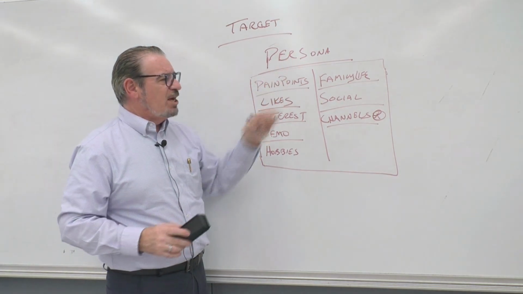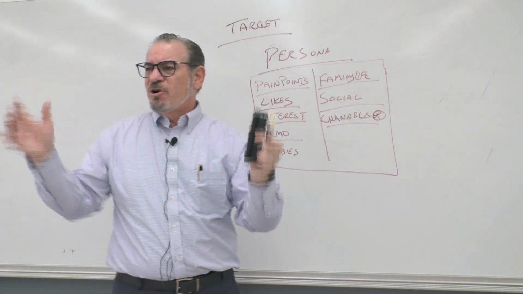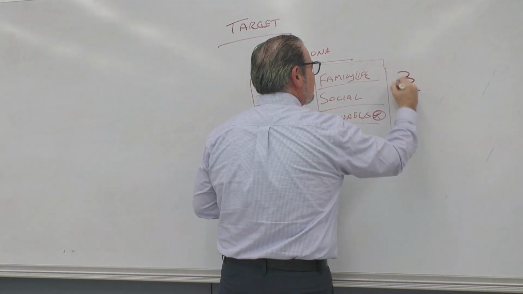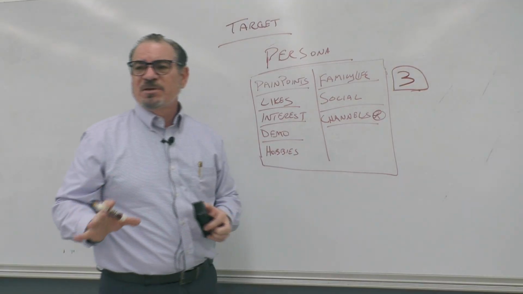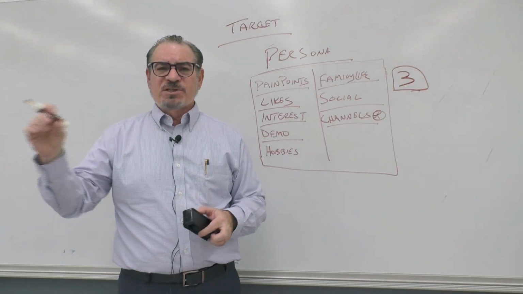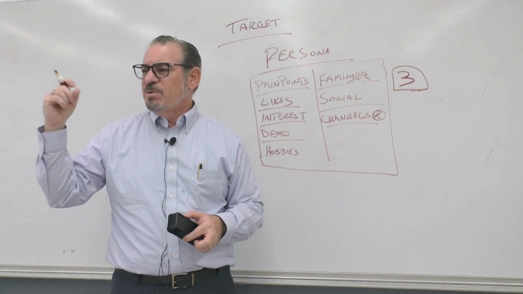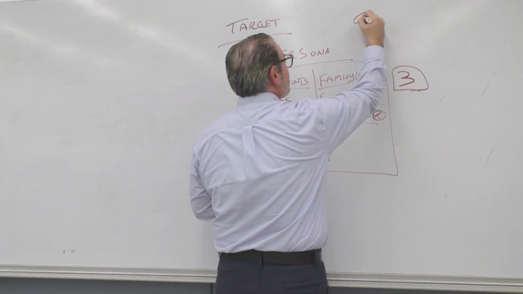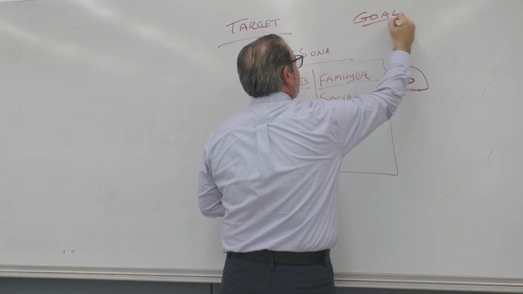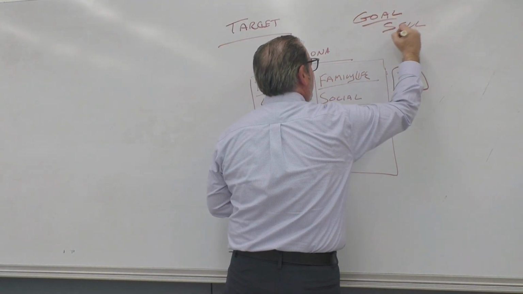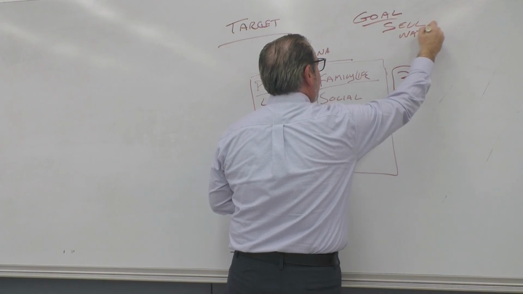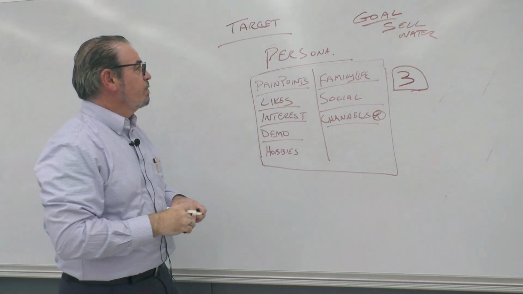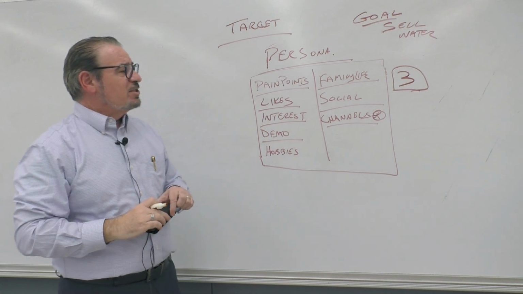So your persona is going to represent that bigger target, and you should probably have 3 personas, maybe 4 at the most. But 3 that you can focus on that you know are going to generate revenue and generate sales. Remember, our goal was to what? To sell more water, right? So we have to make sure that persona is going to buy that water. Okay? All right, so that's the target piece.